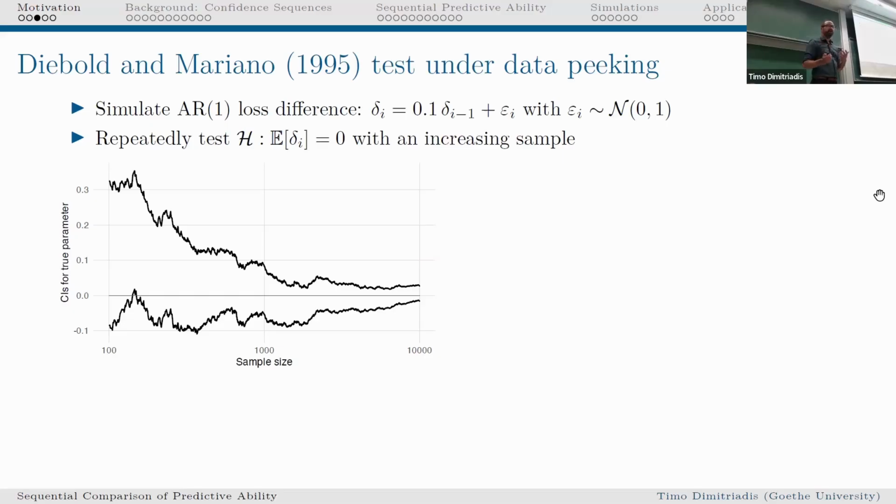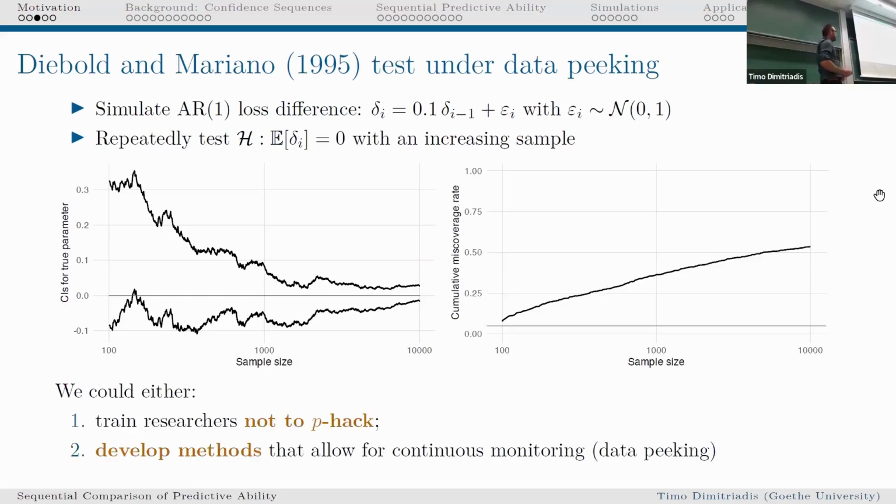Some rejections are fine, but they shouldn't accumulate too much. If we look at the cumulative miscoverage rates, if you peek at the data every day, we see that in the beginning we're just above 5%. That's probably a problem with the HAC estimator, that it's not perfectly consistent. And then the cumulative miscoverage inflates to even over 50%. So in over 50% of the cases, at some point, you have such rejections. And this is not what we want to have.